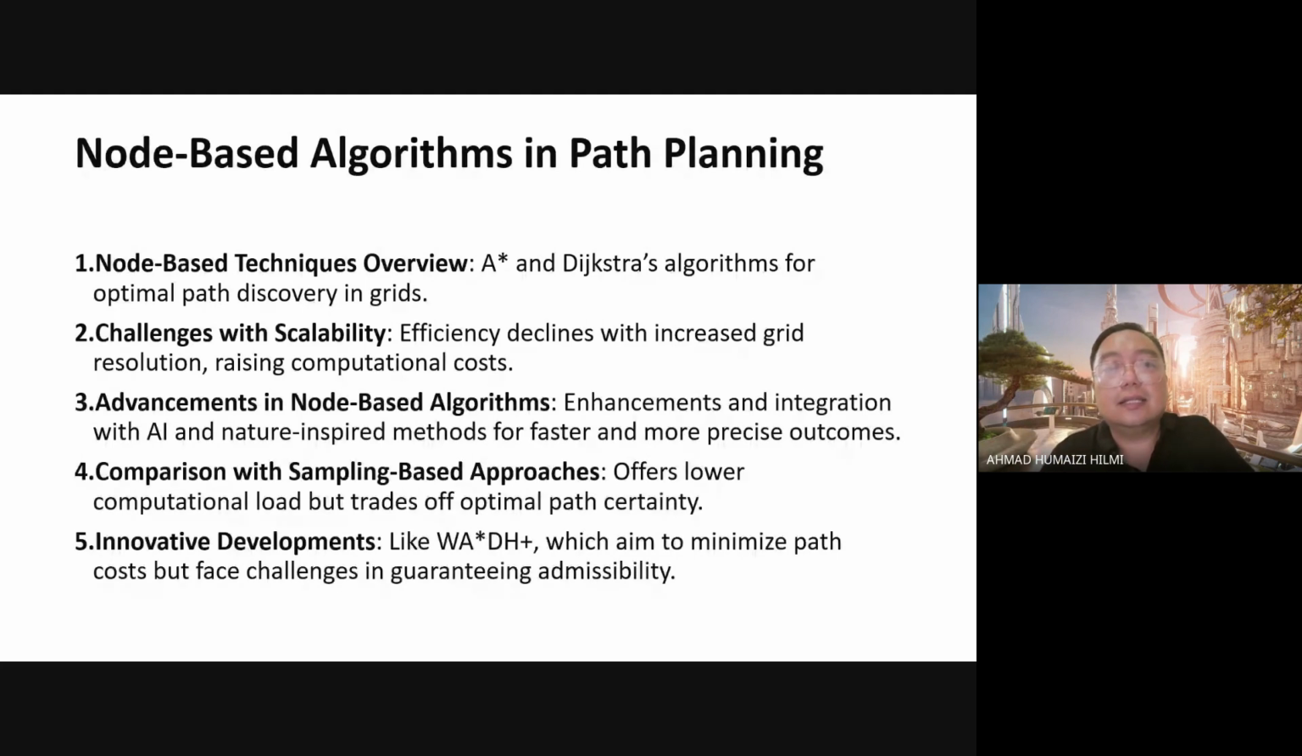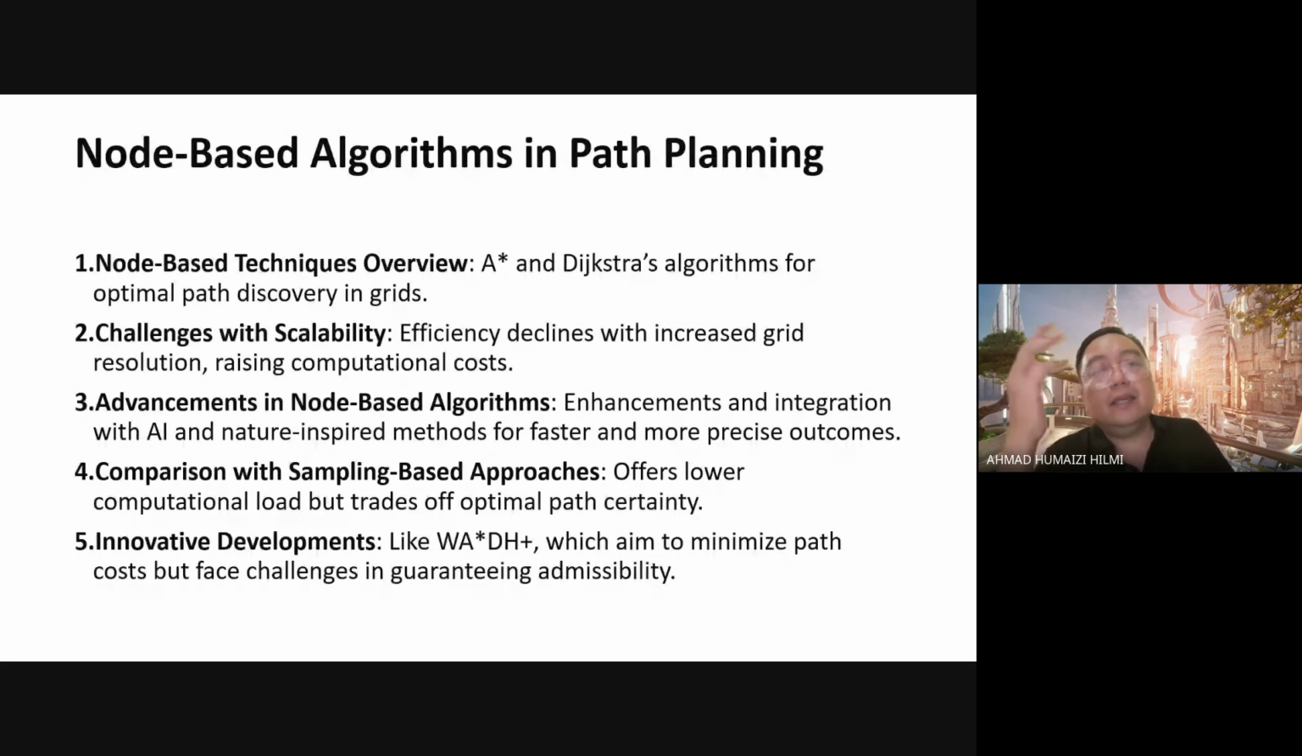Okay. Challenges in scalability: efficiency declines with increased grid resolution, raising computational cost. What does it mean? This number two, challenges in scalability. Remember when you are doing simulation back when you studied this, your lecturer asked you to do analysis, and then you do a simulation with software like ANSYS, CATIA, finite element software and everything. You want to save time, you want to make it faster, you go for the bigger grid. Of course, it will come faster, but how about the accuracy of your result? If you do the small grid, it will raise computational cost.